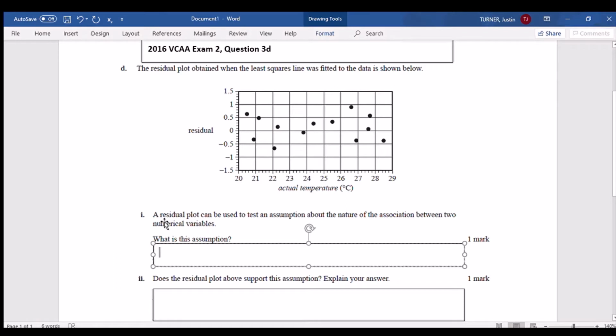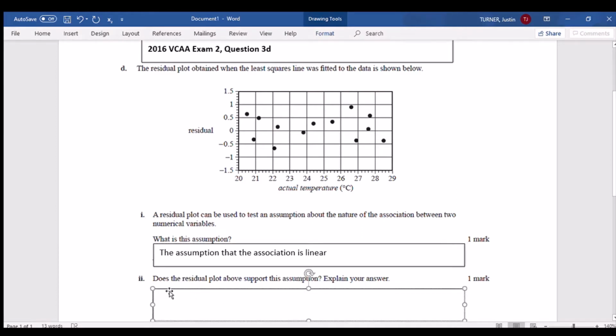The first question says a residual plot can be used to test an assumption about the nature of the association between two numerical variables. What is this assumption? So what we're testing is the assumption that the association is linear. That's what we're testing. That's what the residual plot is for, to test whether our assumption that the linear association is appropriate.